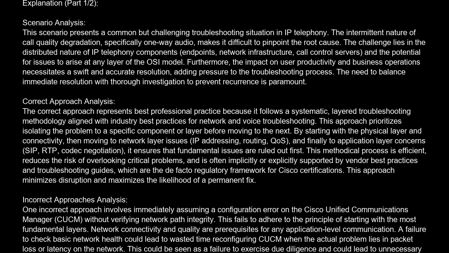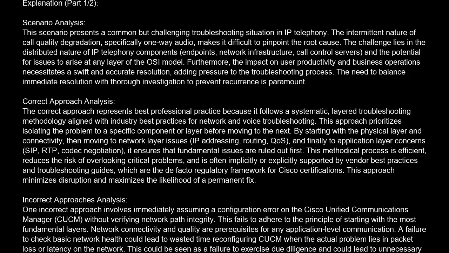Explanation. Scenario analysis. This scenario presents a common but challenging troubleshooting situation in IP telephony. The intermittent nature of call quality degradation, specifically one-way audio, makes it difficult to pinpoint the root cause. The challenge lies in the distributed nature of IP telephony components, endpoints, network infrastructure, call control servers, and the potential for issues to arise at any layer of the OSI model. Furthermore, the impact on user productivity and business operations necessitates a swift and accurate resolution, adding pressure to the troubleshooting process. The need to balance immediate resolution with thorough investigation to prevent recurrence is paramount.